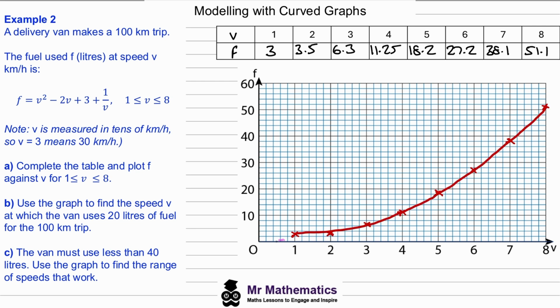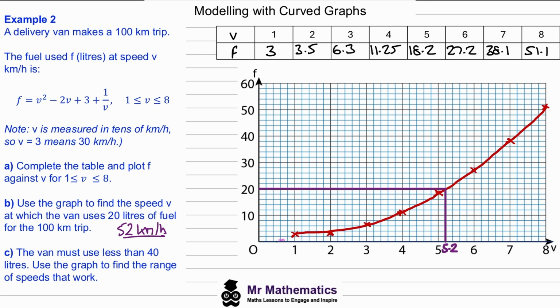So that's our graph. For part B, use the graph to find the speed v at which the van uses 20 litres of fuel for the 100-kilometre trip. So when F is 20, we go across to our curve, and then we go down to find our speed. And this works out at approximately 5.2. But now we need to use our scale, so we need to multiply this by 10.